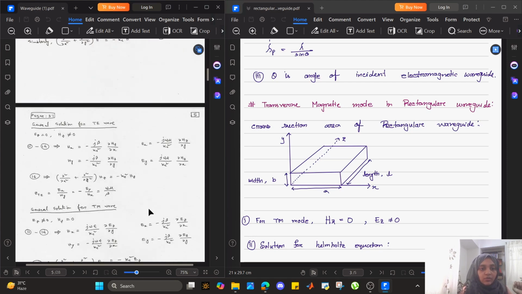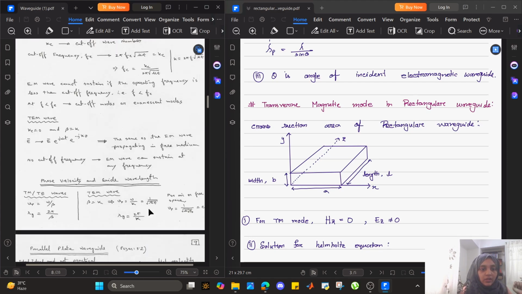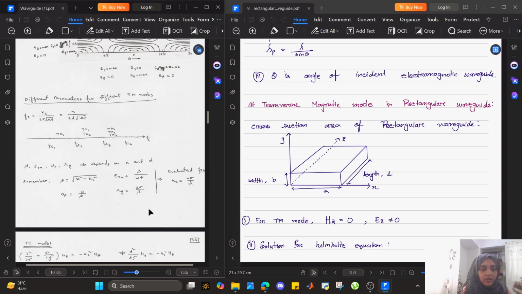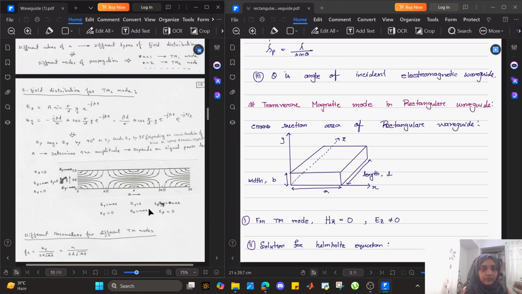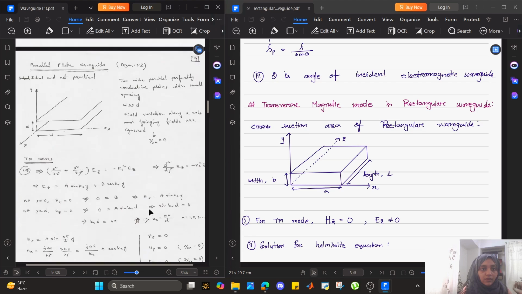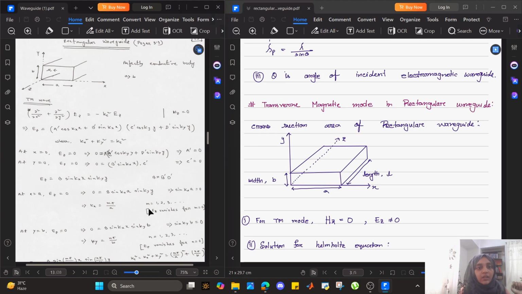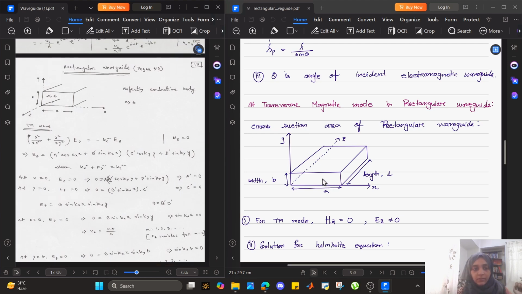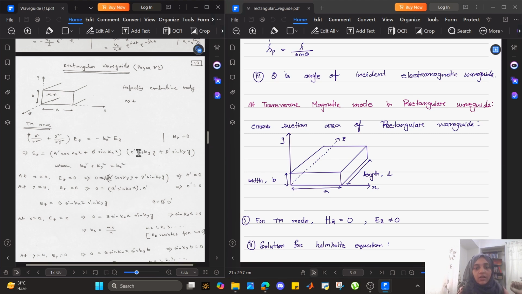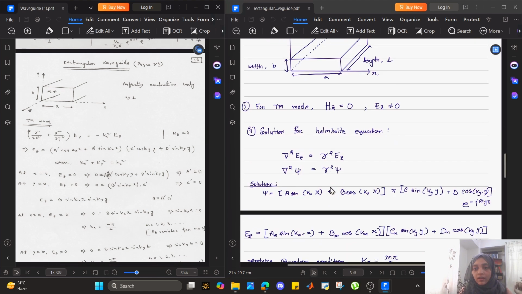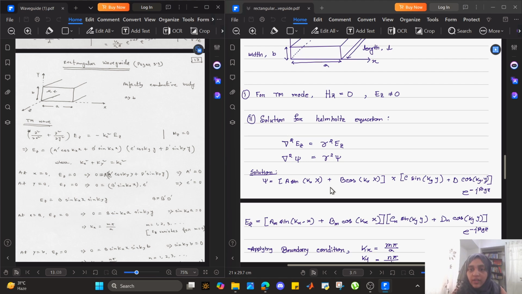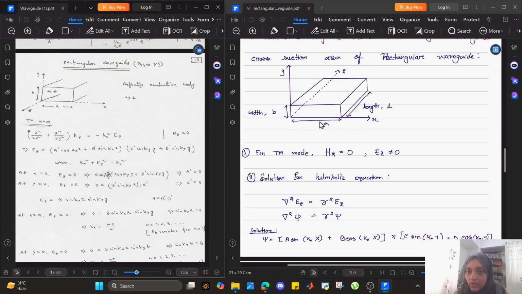So if we now go to the rectangular waveguide, this picture and this picture are similar. We have to consider it the same way, and the wave is propagating in the z direction. Previously in the parallel plate waveguide, we were considering only one side. It has only one side.